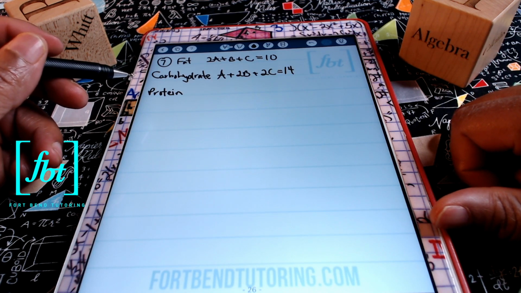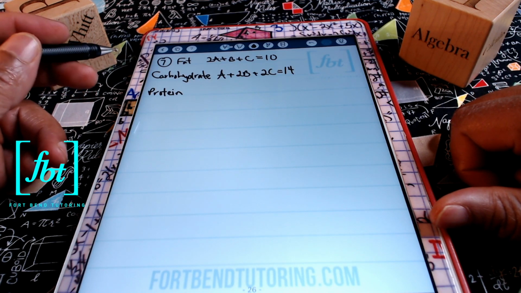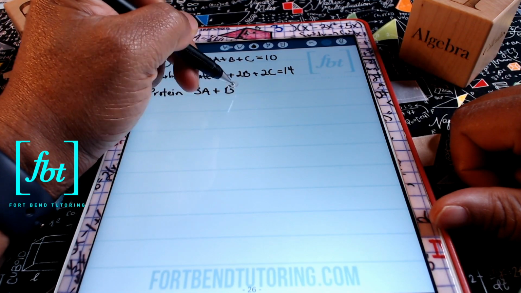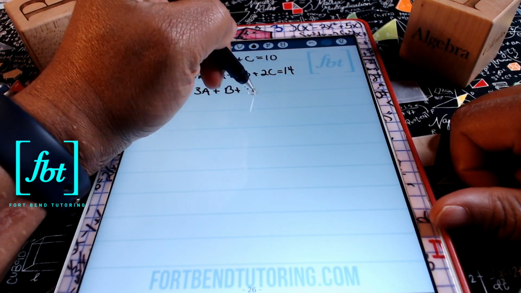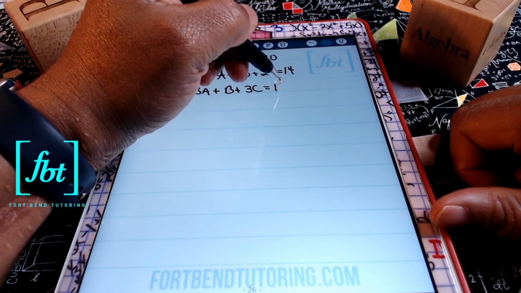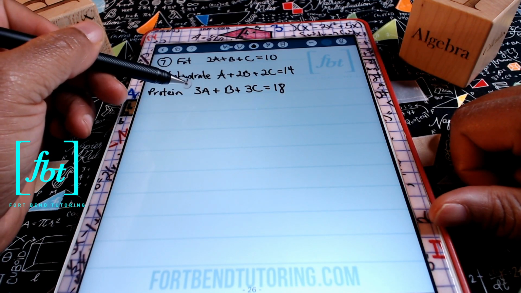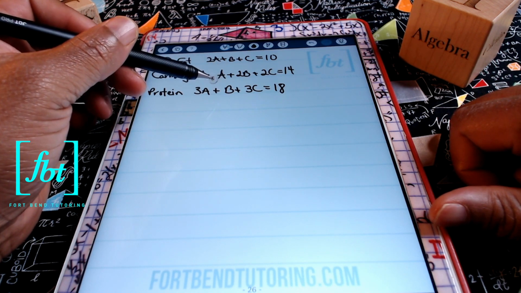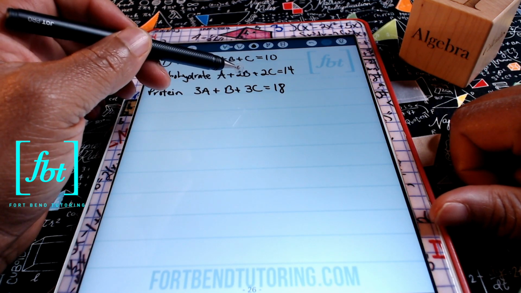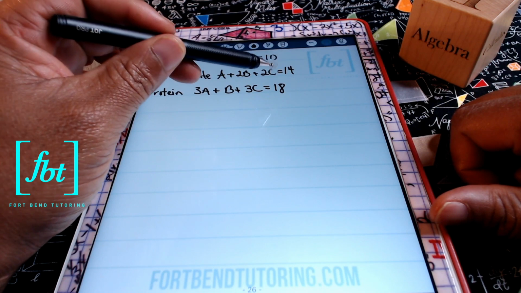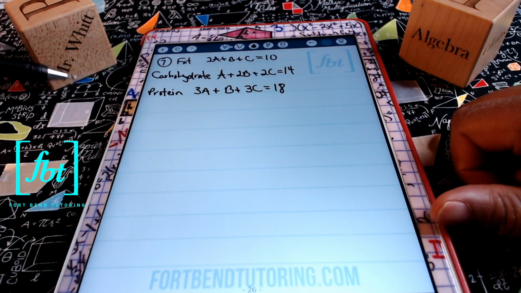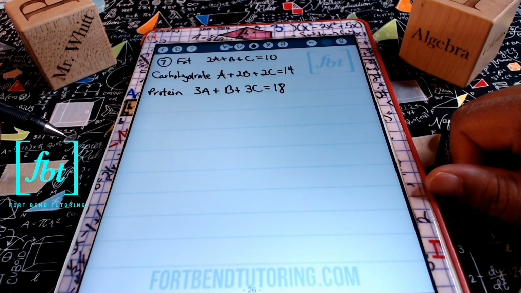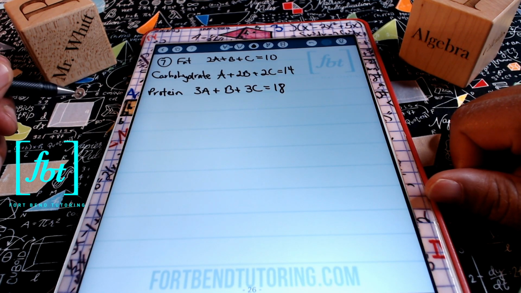When it comes to our protein in the low-calorie diet, you'll have an equation that reads 3A plus B plus 3C equals 18. And this simply means that you'll find 3 grams of protein in dish A, 1 gram of protein in dish B, 3 grams of protein in dish C, and a total count of 18 grams for the low-calorie diet overall. These 3 equations make up your system with 3 variables, and now we'll be writing this system as an augmented matrix.